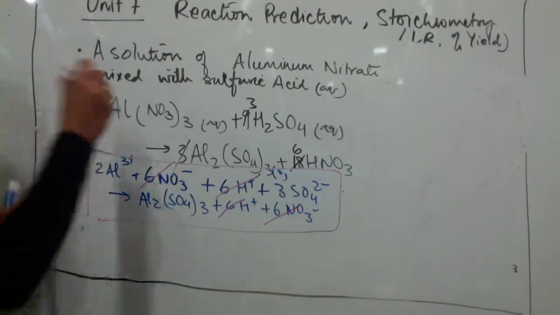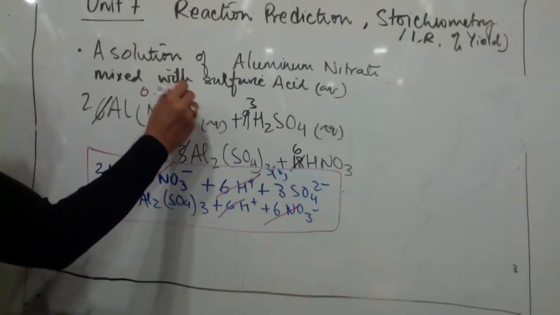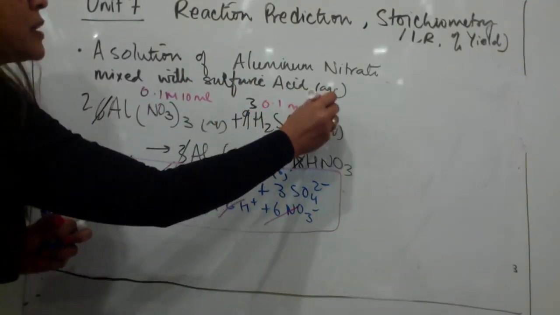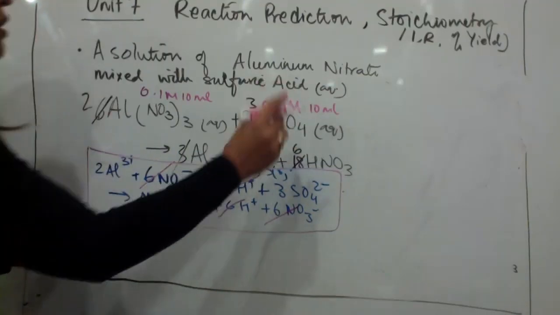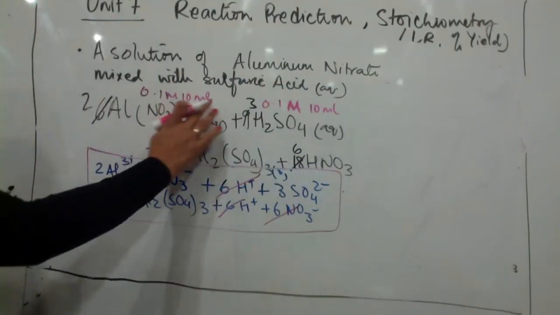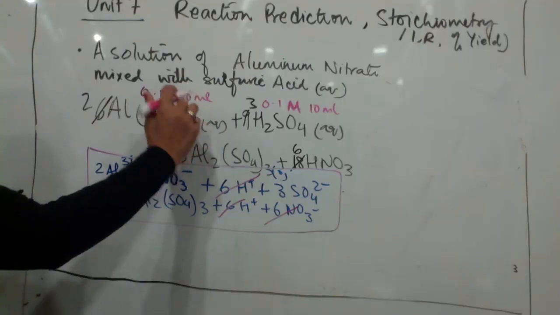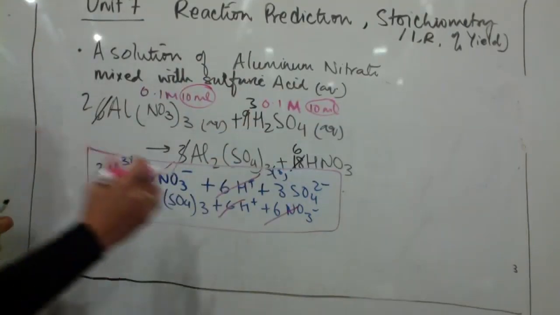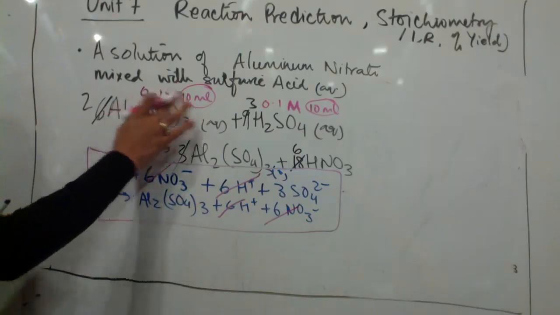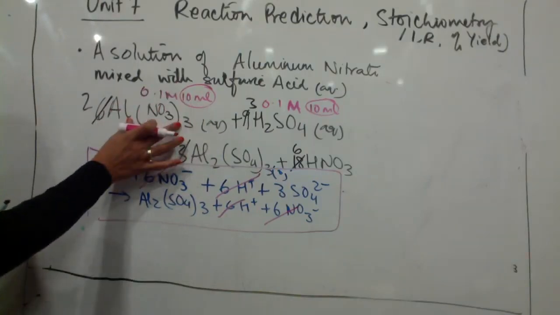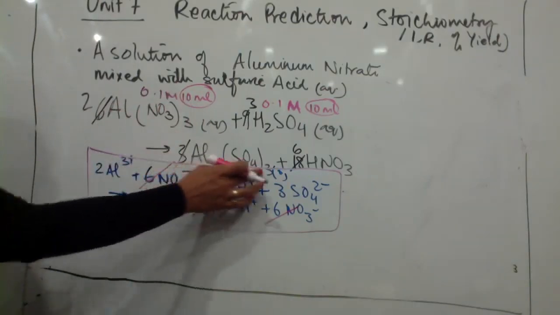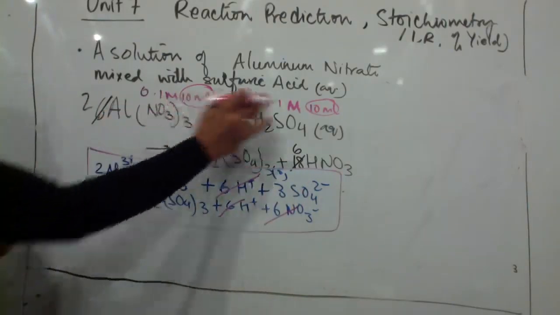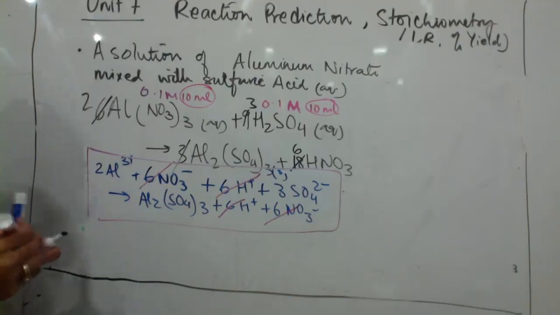For example, if it is 0.1 molar in 10 mL and 0.1 molar in 10 mL, even though you have equal volume, when you mix it, the total volume becomes 20. So to figure out the molarity in final solution, you multiply molarity by volume to get moles, and then see how many moles are forming here using mole ratios, and divide by total volume to get the new molarity.